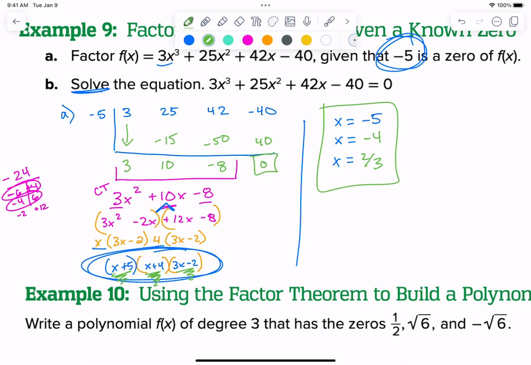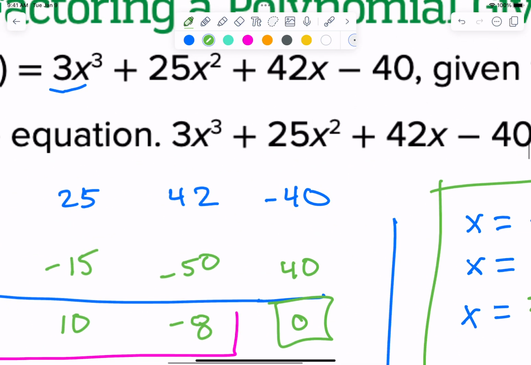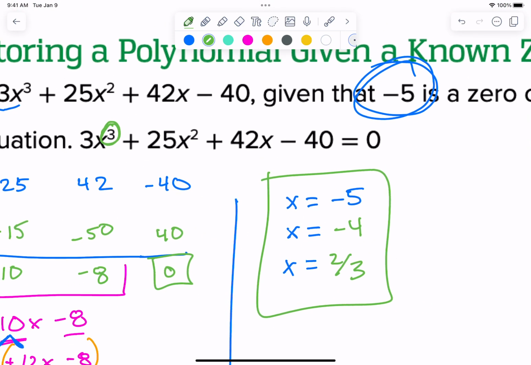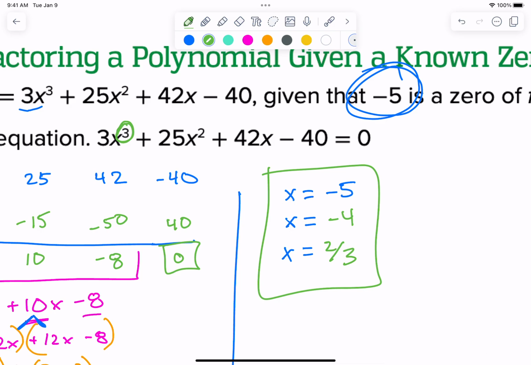Now, I have 3 zeros. How many should I have gotten? Look at the degree. What's the highest degree? 3. How many should I have gotten? 3, right? That matches up. Unless one of them has multiplicity of 2 or whatever, I should get exactly 3 zeros.